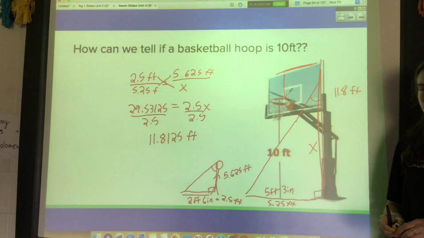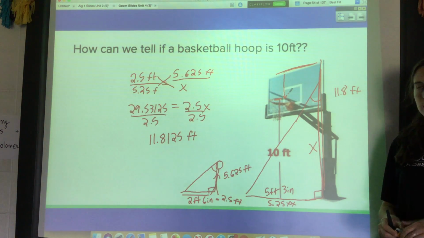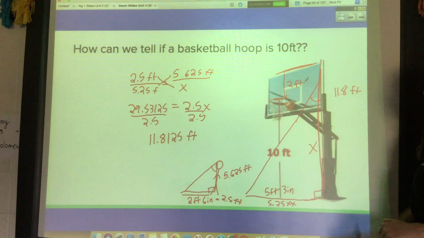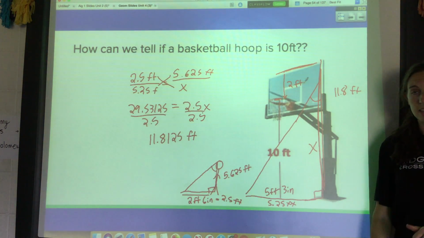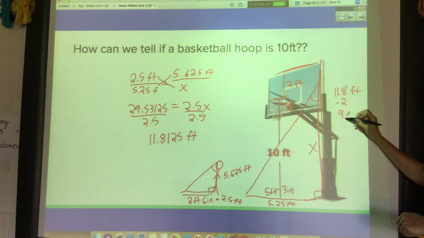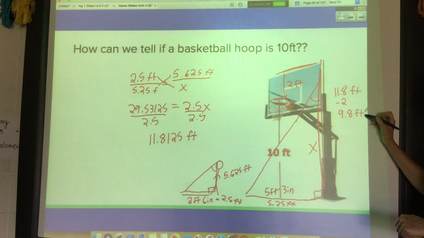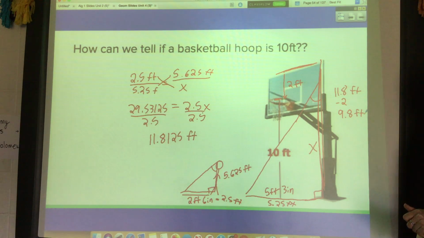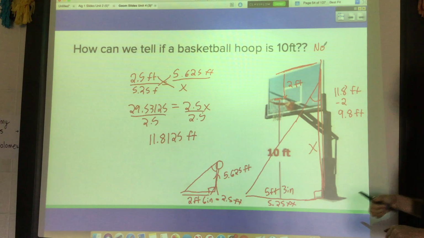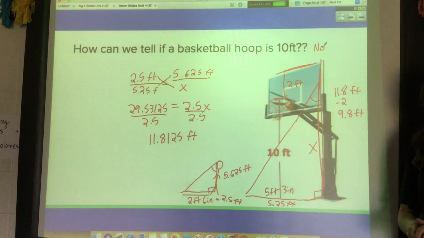And so I'll give you a little information. On a standard basketball hoop, this is typically 2 feet. So knowing that information, if I take 2 away, I'm at 9.8 feet. So is it 10 feet? The answer is actually no, but it's very, very close. Just needs 0.2 of a foot.